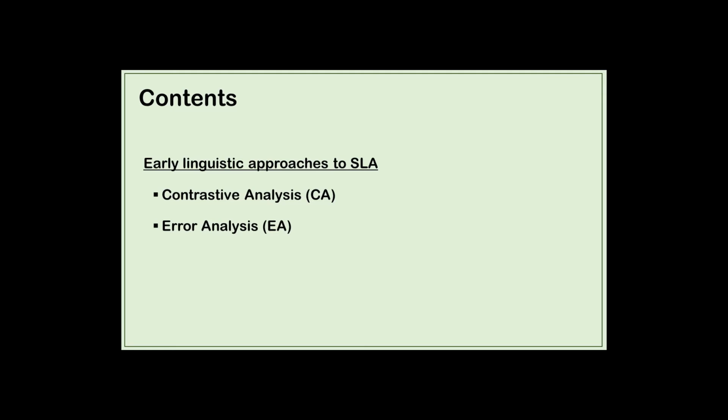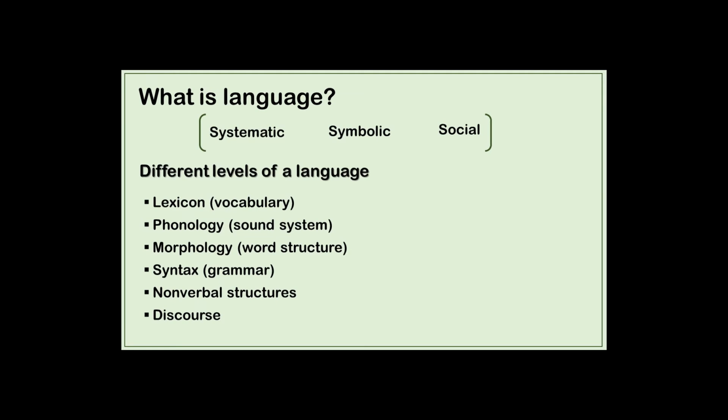acquisition (SLA). Before talking about the early approaches to SLA, I would like to mention what language is. What is language? What comes first when you hear the word language? What does language do? Most linguists say that the three words in parentheses are common characteristics of the languages. Let's take a look at each item one by one.